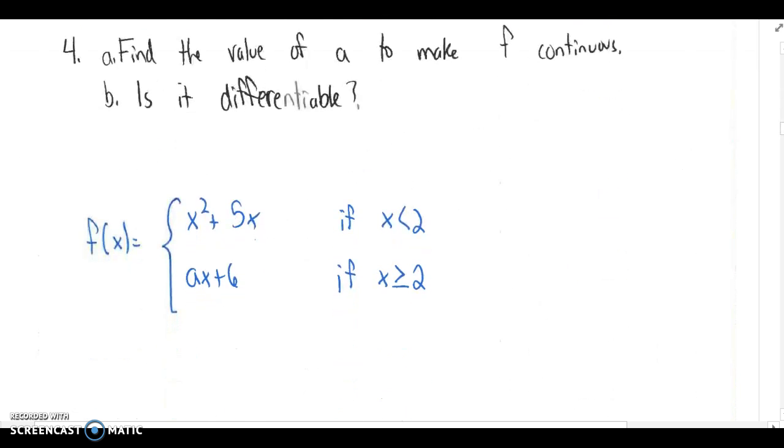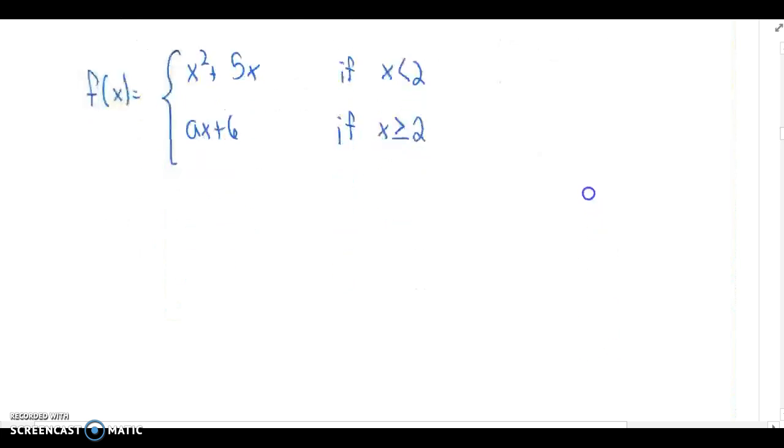One more big idea from section 3.1, find the value of a to make f continuous, and once we've made it continuous, is it differentiable? Because not every continuous function is in fact differentiable. If we want this to be continuous, the two different sides of this piecewise function are going to have to link up with each other.